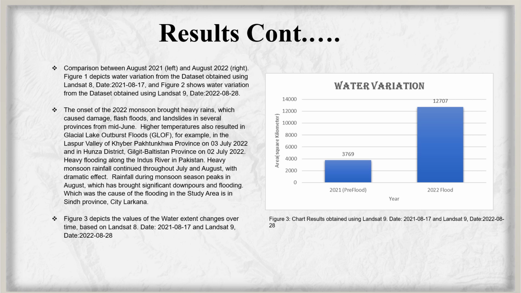Heavy monsoon rainfall continued throughout July and August with dramatic effects. Rainfall during monsoon season peaked in August, which brought remarkable downpours and flooding, which was the cause of the flooding in the study area inside Larkana province. Figure 3 depicts the values of the water extent changes over time based on Landsat 9 and based off Landsat 8.